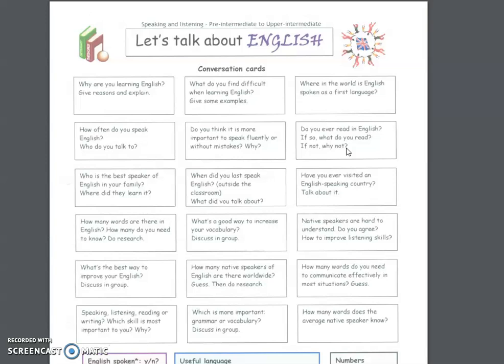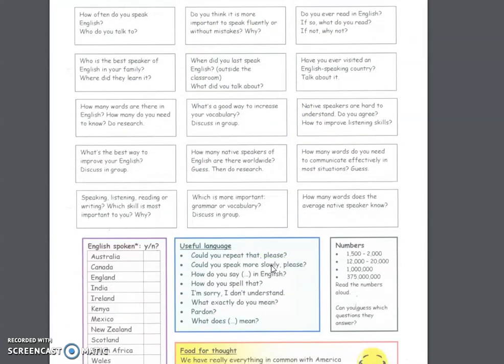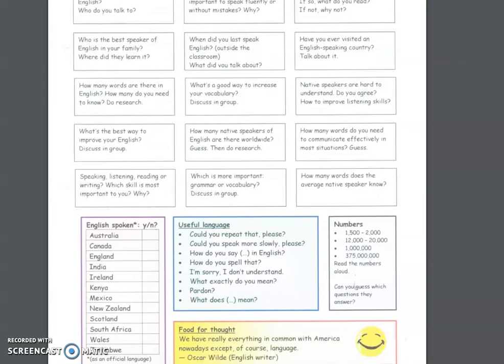If not, why not? So why don't you think of reading newspapers or books or even subtitles on television? Watch television and read the subtitles. Have a go with that. Okay, so could you write down the answers to those questions, please? You don't need to do the others, but have a look down here as well for English spoken, yes or no. So fill that out, please. There's a few more down here out of interest. And here's some useful language for you.